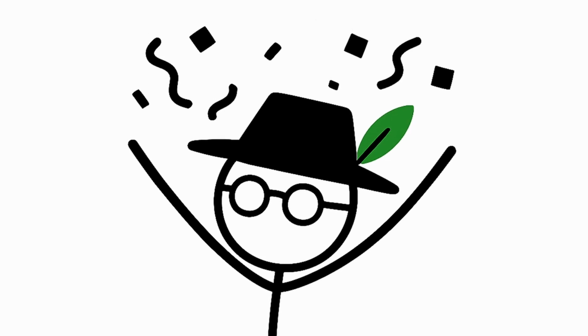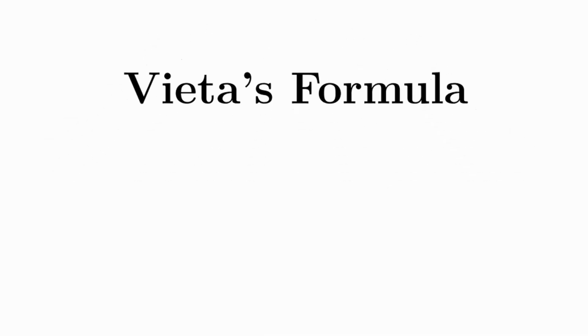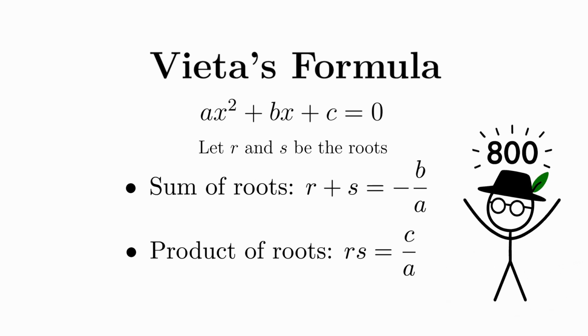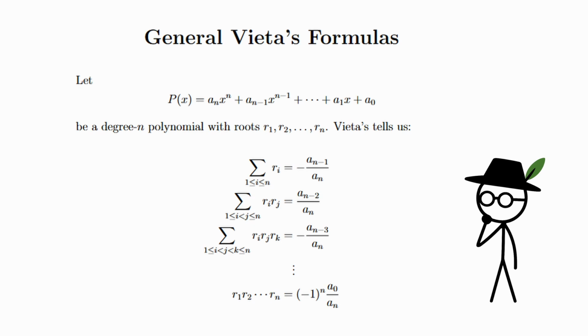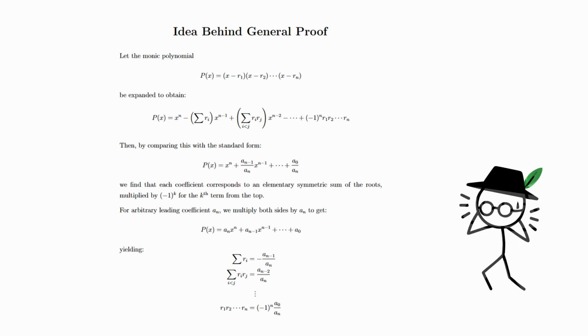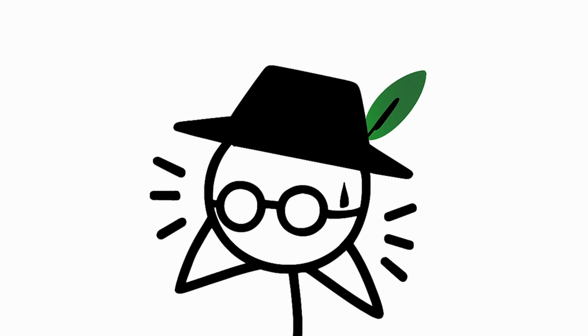And there you go. That is all you need to know about Vieta's for the SAT. It's a simple set of formulas that will save you valuable time on your test, bringing you one step closer to the 800. If you are interested in going a bit deeper, there is a general form that works for any degree polynomial, and also a beautiful proof of the formulas. It's a bit more advanced, but you can find all of this on the internet if you are curious.